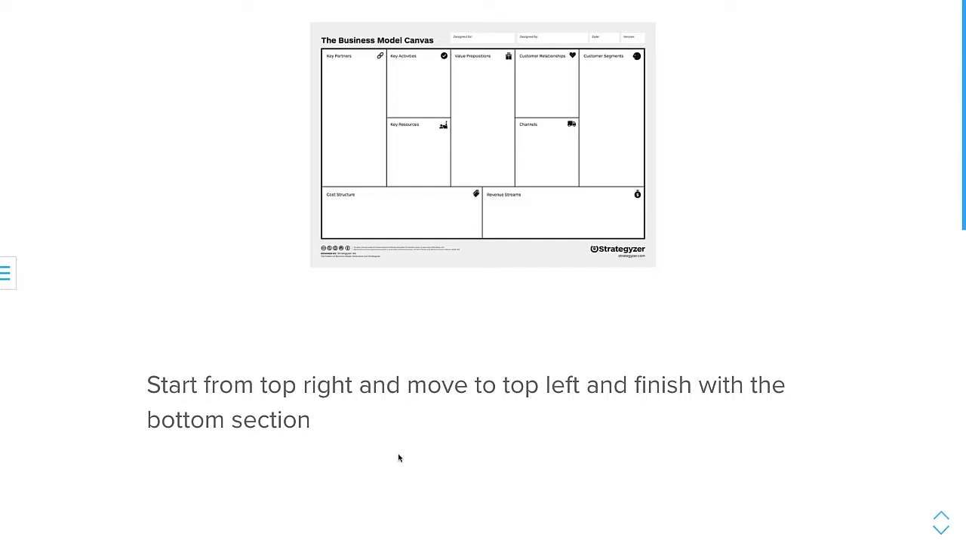When you look at the business model canvas, you don't want to start at the cost structure or key resources. You want to start from the top right, move to the left, and then down. It's important that you start at the top right, which is the customer segments, because you have to understand your customer first before you understand your cost structure or your revenue streams. Because it makes no sense to start developing revenue streams when you don't even know who your customer is, right?